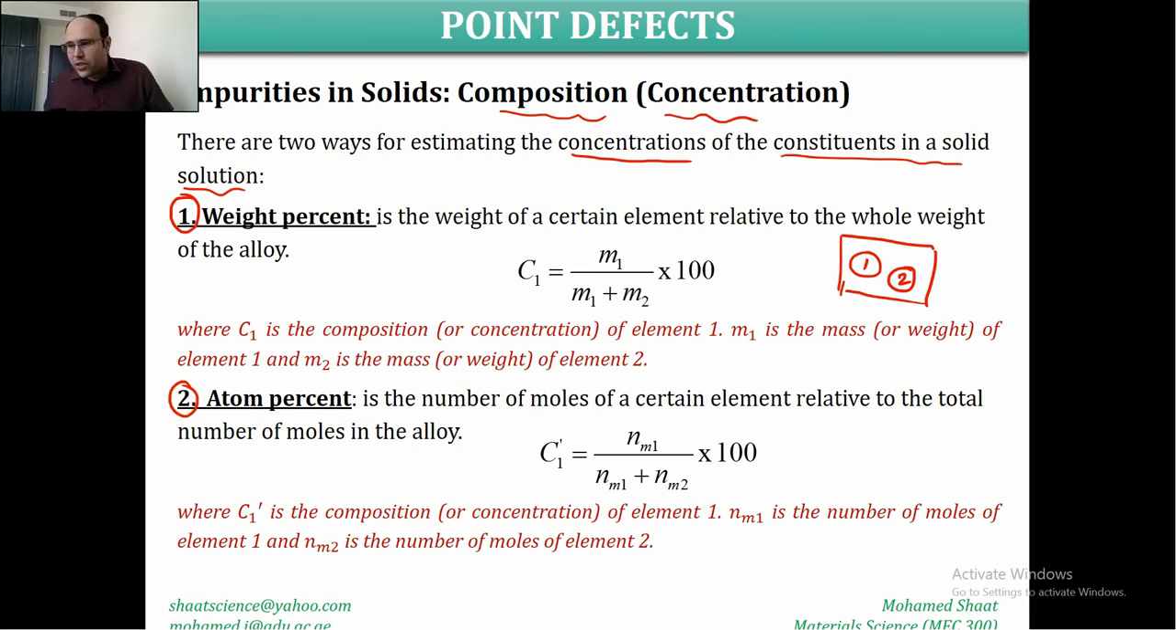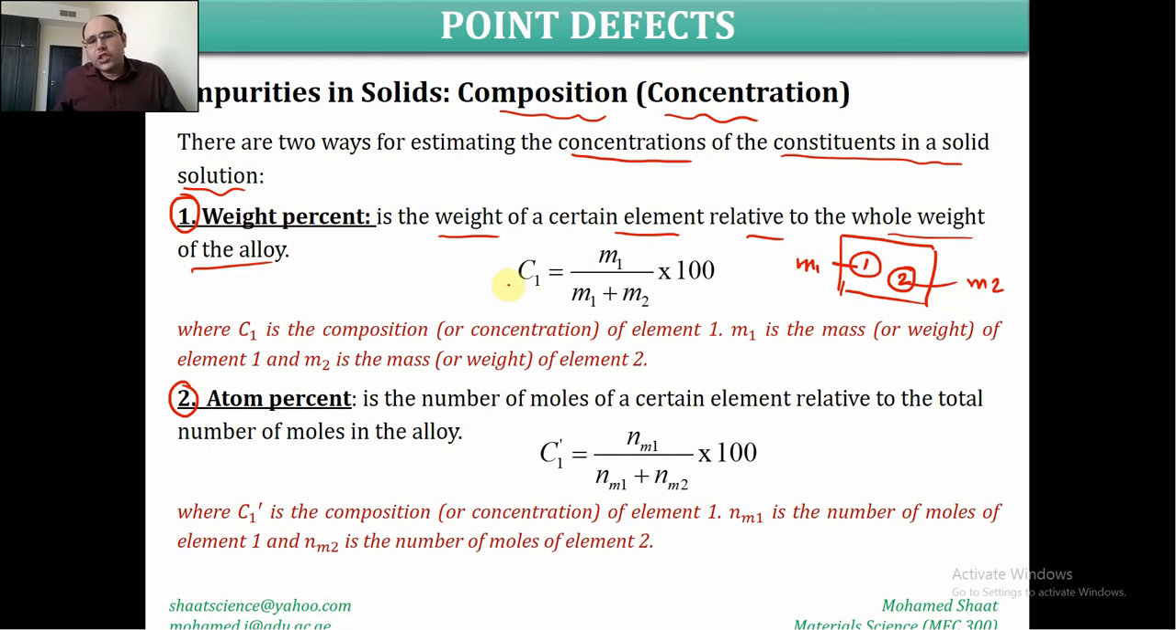We're just gonna identify the fraction of this element within this alloy structure based on the weights or the masses of these different elements, or based on the number of atoms that belong to this element and this element. So the percent weight is the weight or the mass of a certain element relative to the whole weight of the alloy. As I mentioned, if we assume that we would have an alloy of two elements, so M1 stands for the mass of element 1, M2 stands for the mass of element 2.